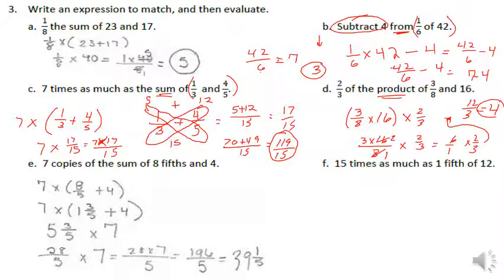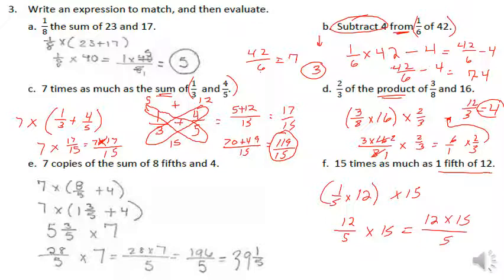All right, E was done for us. So now we're going to go to F, 15 times as much as 1/5 of 12. Well, I know this 1/5 of 12 is multiplication, so I'm going to go 1/5 times 12. It says 15 times as much, so I know I'm going to multiply that by 15 after I'm done. So this is going to end up being 12/5 times 15. And I'm going to rewrite that 12 times 15 over 5.